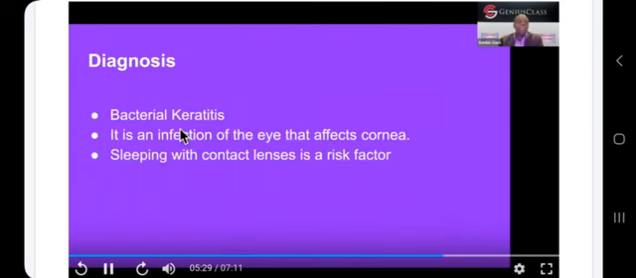Diagnosis: explain that she is likely to have a bacterial keratitis. It is an infection of the eye that affects the cornea. Sleeping with contact lenses, or use of contact lenses, is one of the risk factors, because then you can introduce infection into the eye. So this is most likely the cause.